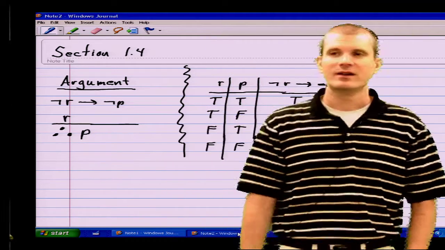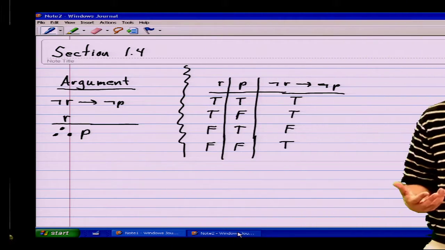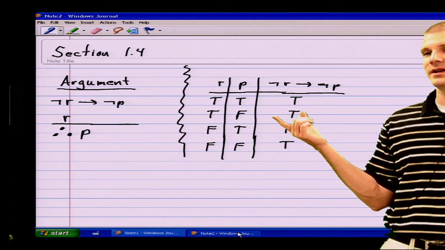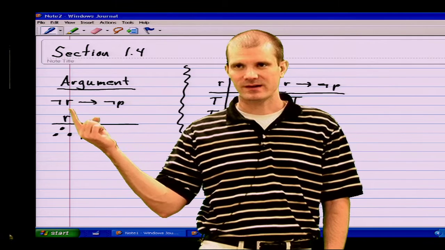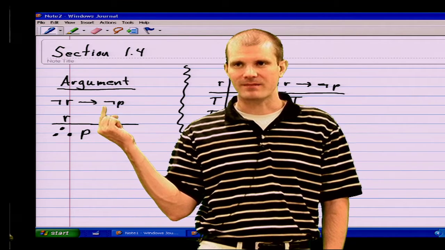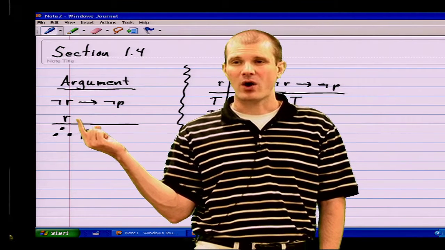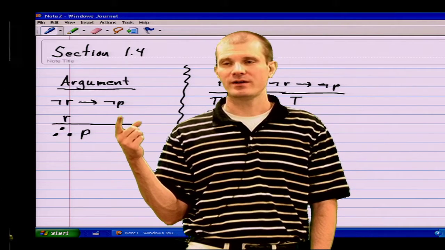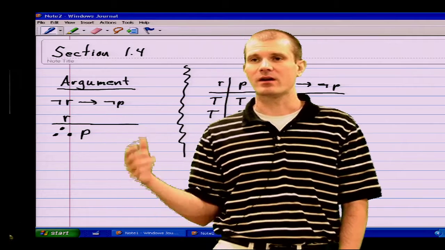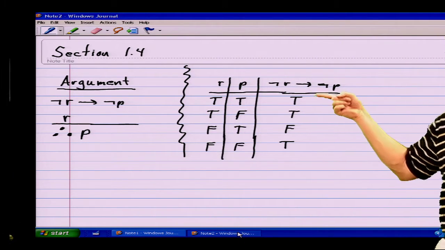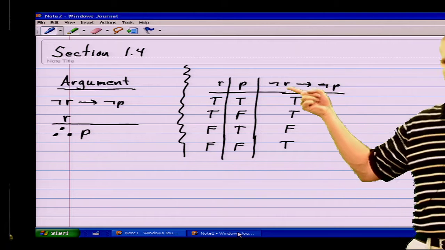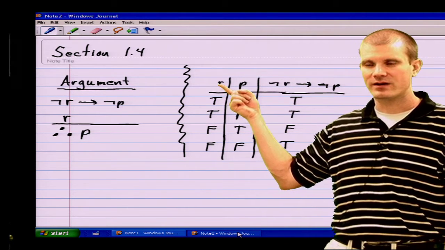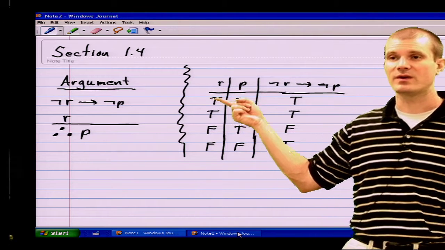So based on that definition, the only entries in my truth table I'm concerned with looking at are the entries where this statement, not R implies not P, and this statement R are both true. Any entries where one or the other or both are false, I don't care about. So if I go to the first row, here's one of the hypotheses, which is true, and R is another of the hypotheses, which is also true. So this row is of interest to me.